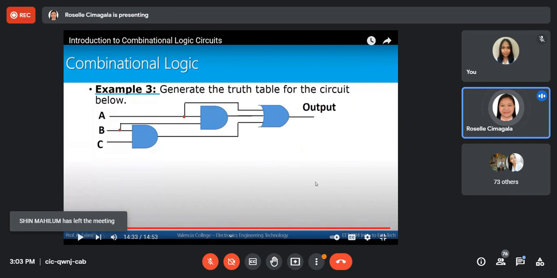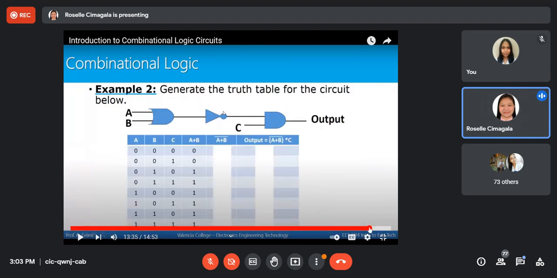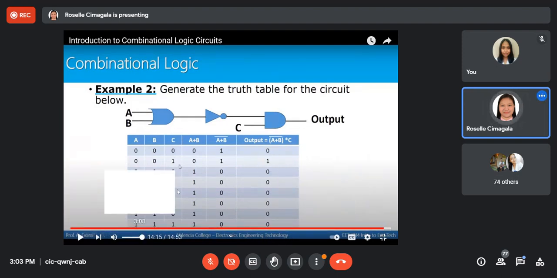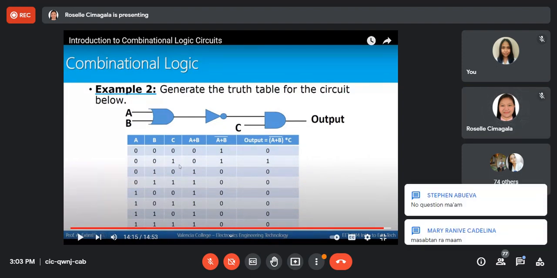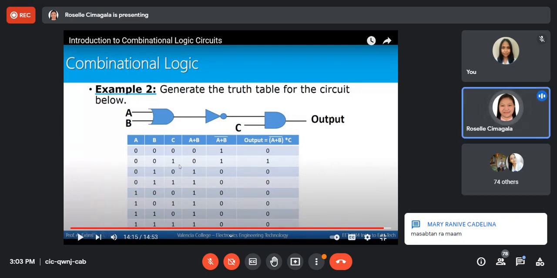Okay, how about example 2? Is the output clear? No question here. Question? Okay, masabtan ra ma'am. No question ma'am.